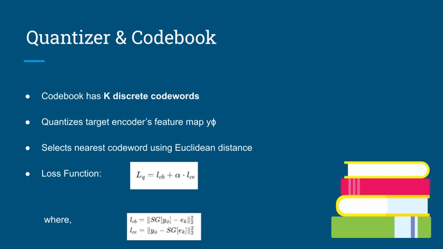figures. Now, during training, for every spatial location feature map, we find the closest matching code word from the codebook based on Euclidean distance. Now, this gives us the discretized or quantized version of the image representation. To train this quantizer, we use what's called a vector quantization loss.